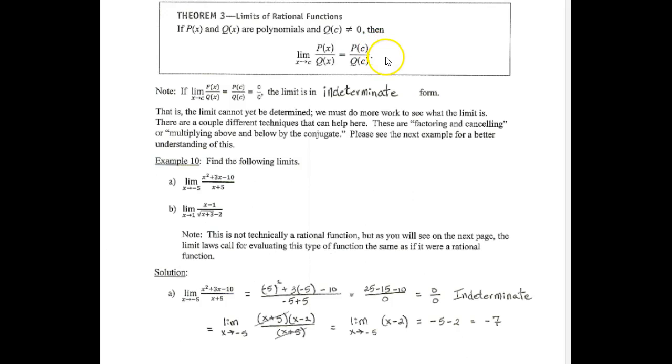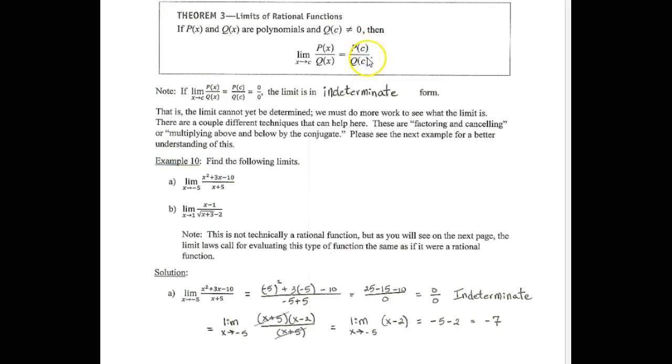The only thing we have to worry about, again, we should never ever in mathematics divide by 0. So if we divide by 0, that's a problem. If p of c is not 0 and I'm dividing by 0, then it's simply undefined. The limit is undefined. It could be infinite, it could be minus infinity, it could be positive infinity. We have to analyze it a little closer.